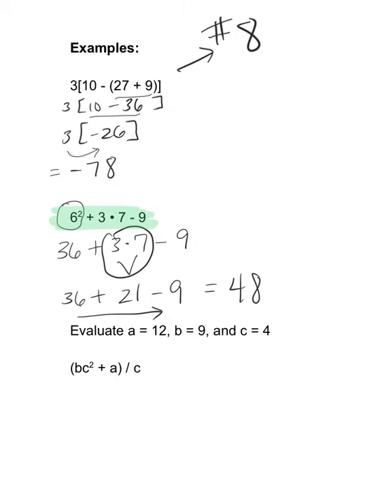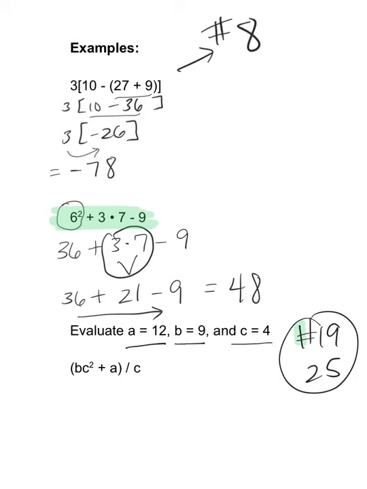This next example is going to help you with number 19 and 25 on your homework. So I'm going to replace the letters with what they represent. A is 12, B is 9, and C is 4. Inside of my parentheses I have 9. And the only thing that's squared is my C, plus my A that's in the parentheses.